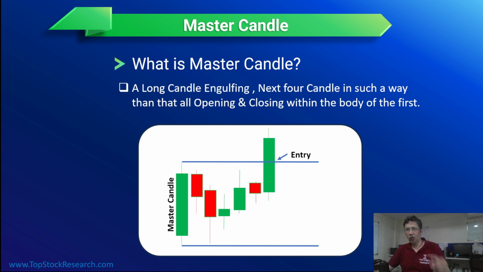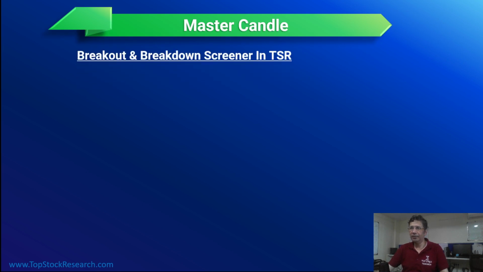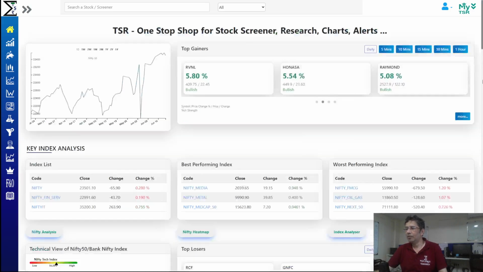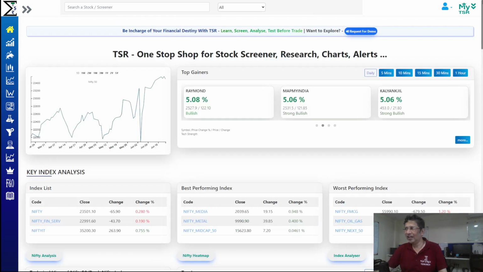Okay, so we'll understand what this means and how to use it in our custom screener. Master Candle breakout: Master Candle typically falls in the category of breakout and breakdown. If you are familiar with breakout and breakdown, great. If you are not, you can go back in our system, and at the bottom of the page you'll find a few videos. In our channel you'll also find some breakout and breakdown screeners, which will help you understand this concept better.